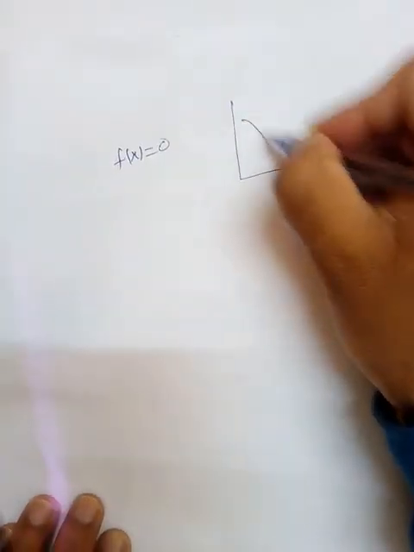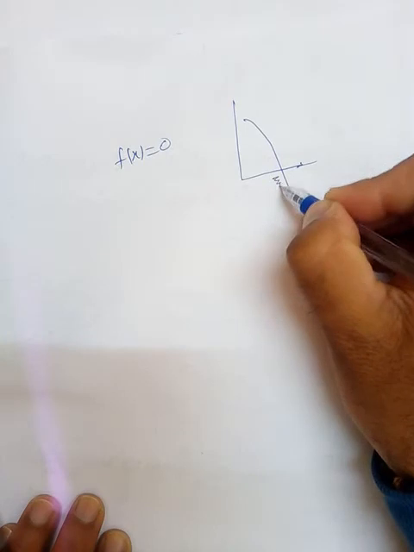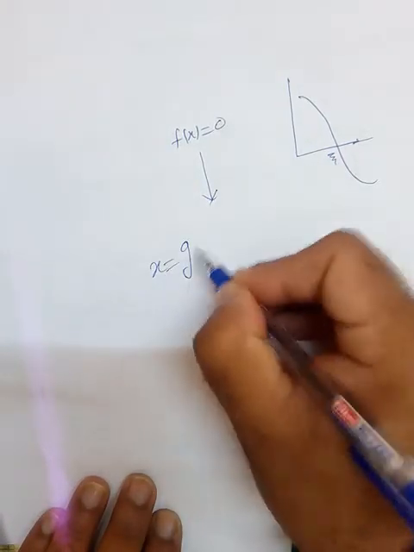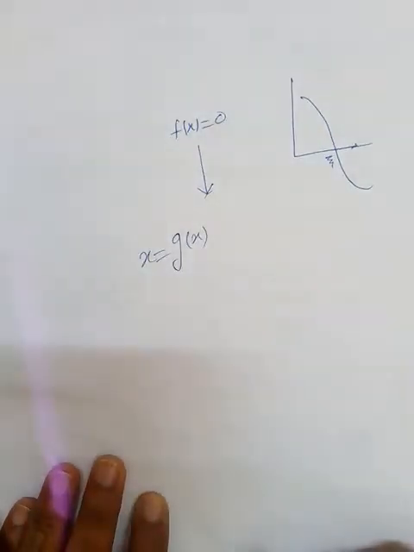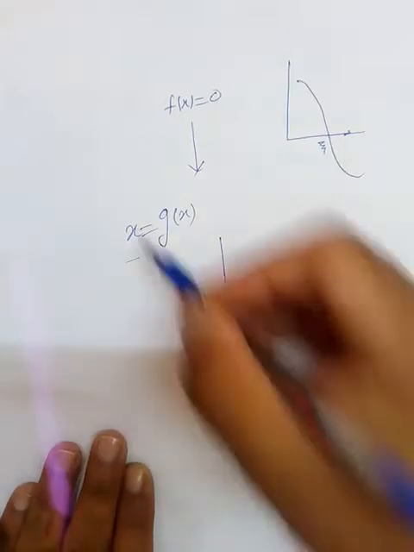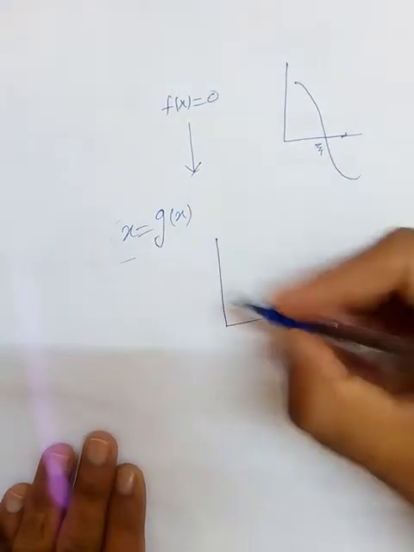initially we have this problem f of x is equal to 0. That means the graph of this problem is this, this is the xi. But we have converted the problem as x is equal to g of x. And now what is the meaning of this? If you will draw the graph, then what is this? x is the linear equation.